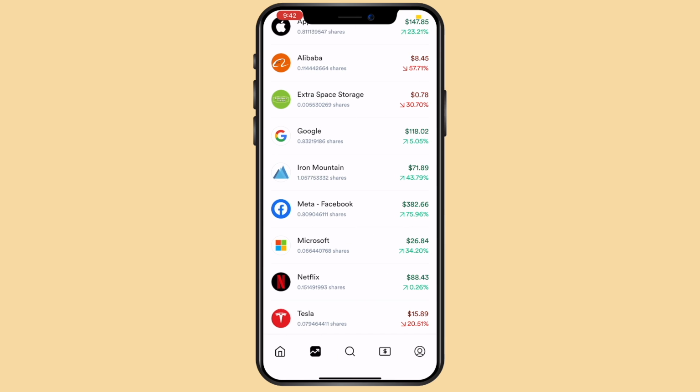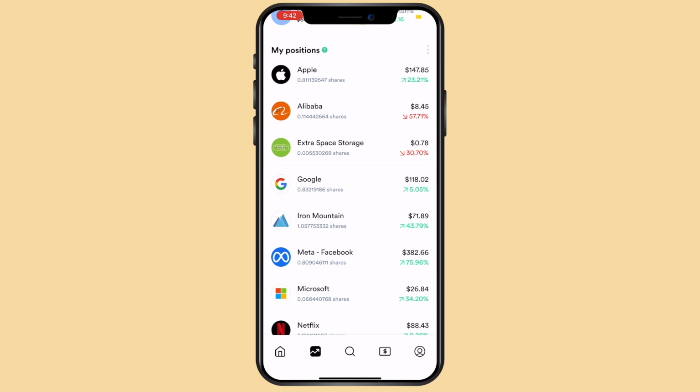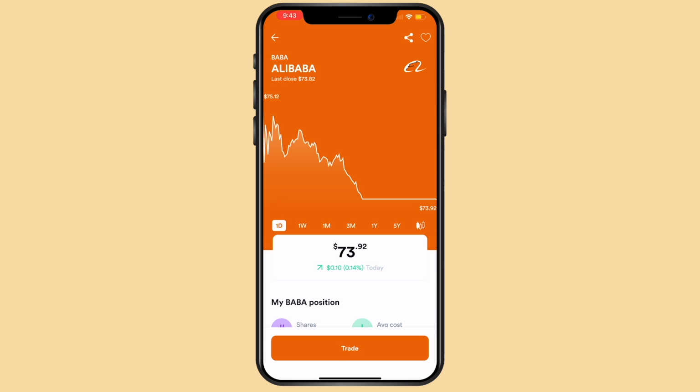Okay, based on my assessment sa tatlong to, though of course, pwede ko din naman i-review yung iba, pero stick lang muna tayo on these three. Dito ako kay Alibaba bibili.